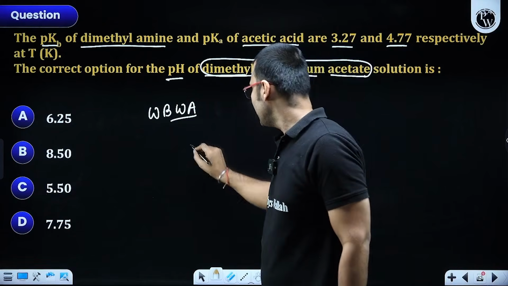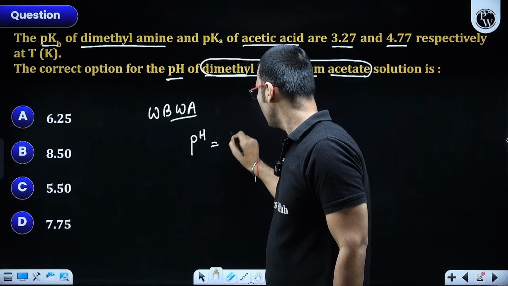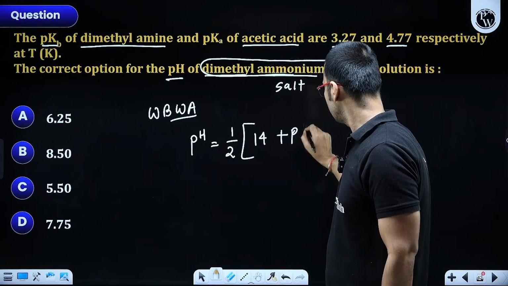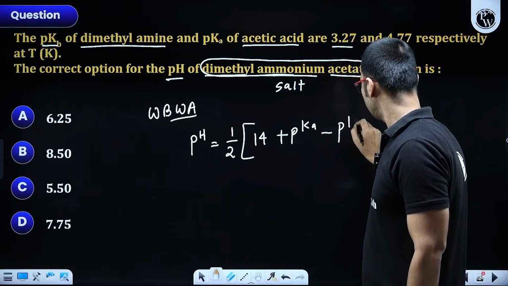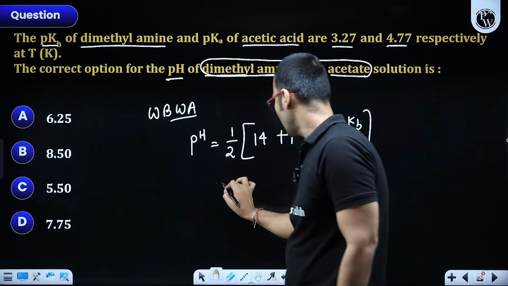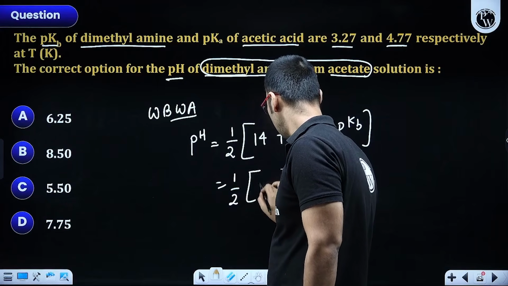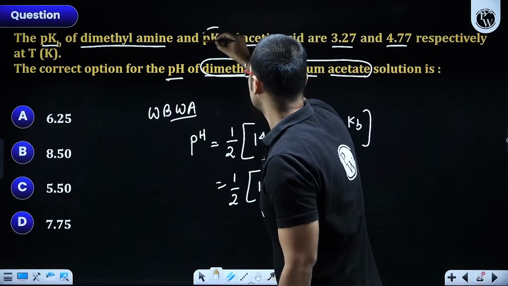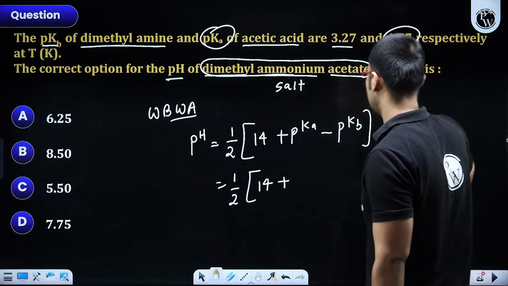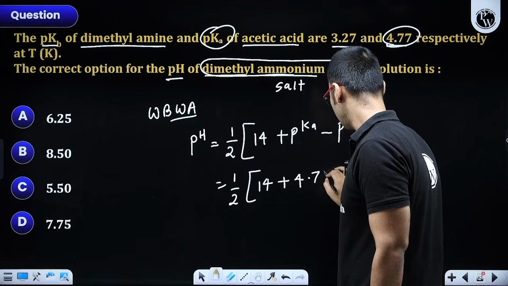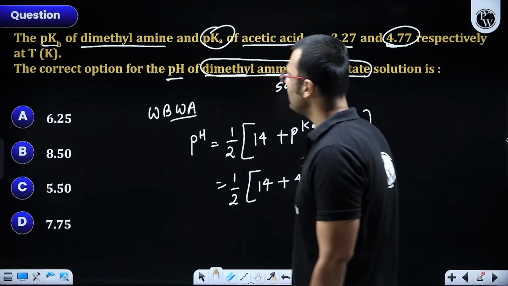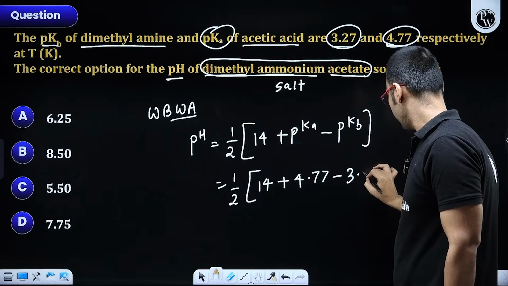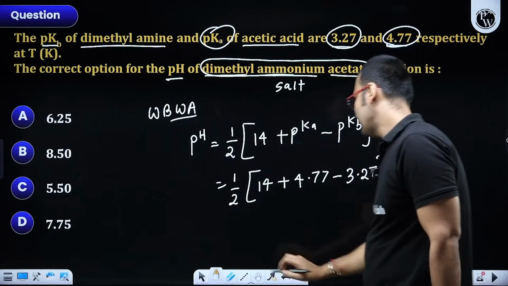For weak base, weak acid, the formula is pH equals half [14 plus pKa minus pKb], right? So half of 14, what's the value of pKa? pKa is the second one, 4.77. So 4.77 minus, what's the value of pKb? pKb is the first value, which is 3.27. I hope you can calculate this easily, right?